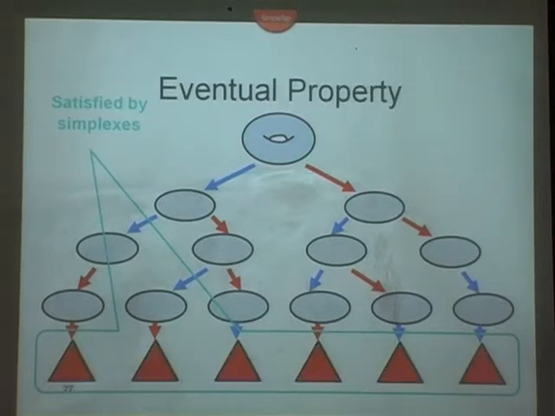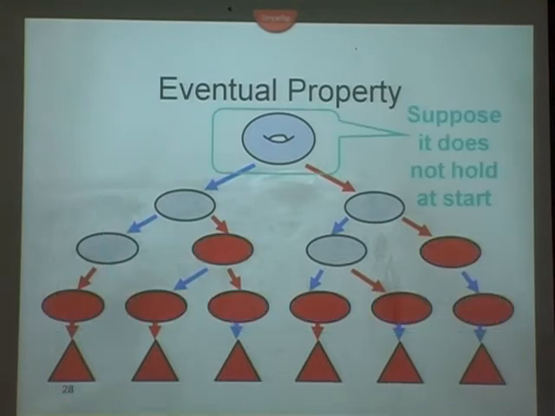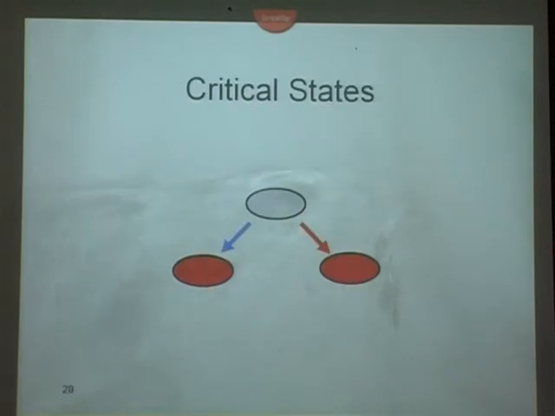And then let's say a property is eventual if it's satisfied by individual simplexes. This could be any property you like, as long as it's well-defined. Now suppose it doesn't hold at the start. So we have a property that's false at the beginning of the execution, but always becomes true at the end. Now, let's define a state to be critical if the property that we're interested in is false, but any further step will make it become true.